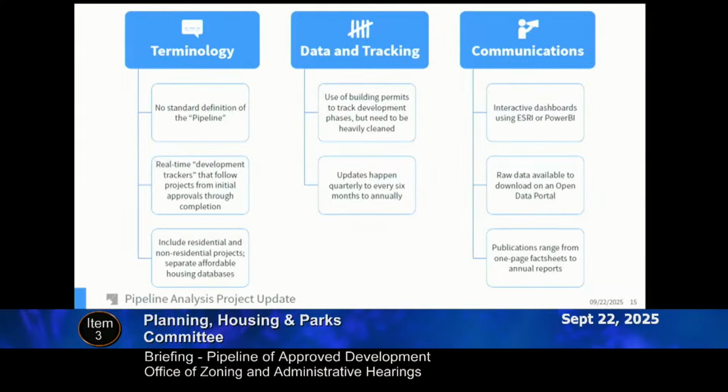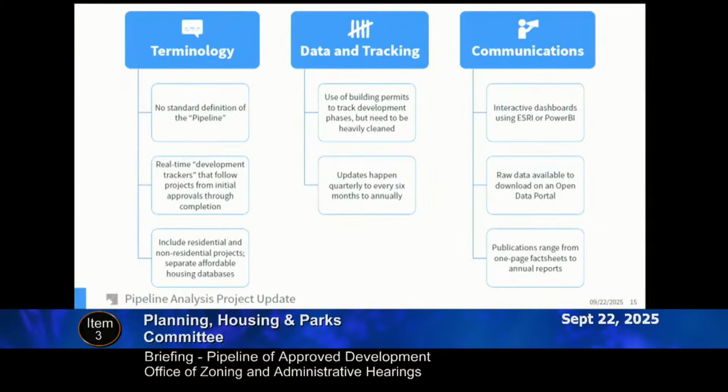There was also variation in how often jurisdictions update and publish their data, mostly ranging from quarterly to every 6 months to annually. In terms of communicating and visualizing this data, most jurisdictions have an interactive dashboard to communicate information about their development activity to the public, really allowing residents, developers, policymakers to engage directly with the data themselves. And the raw data used in this dashboard was often available to download from the website itself.